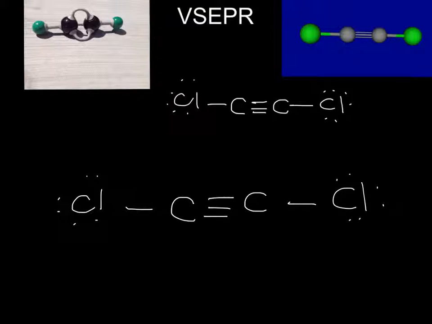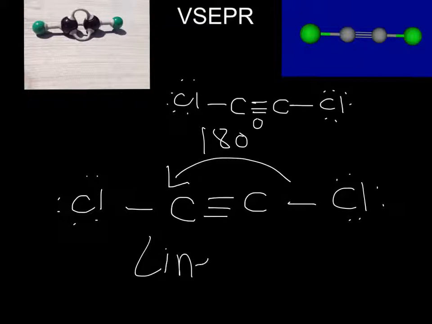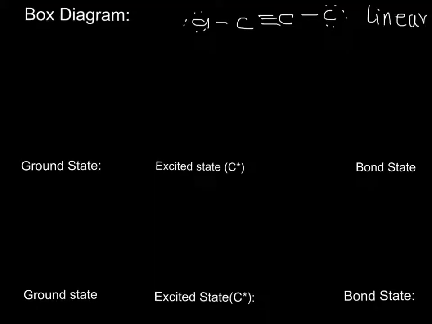The only difference in this case would be that we would have to include our angle, which, as we can see, it's linear, meaning that it's 180 degrees, and we would have to include the shape, and as we said, that is linear. Now that we know that our molecule is going to go ahead and look like this, having a linear geometry, now we get to move on to the box diagram.